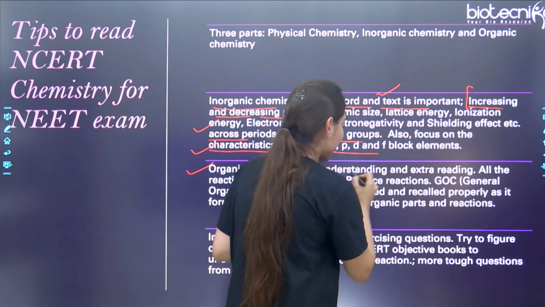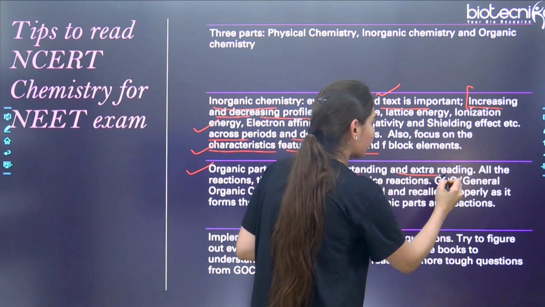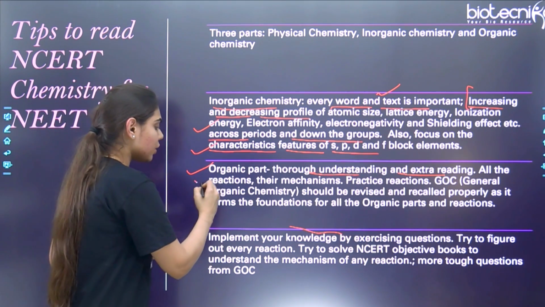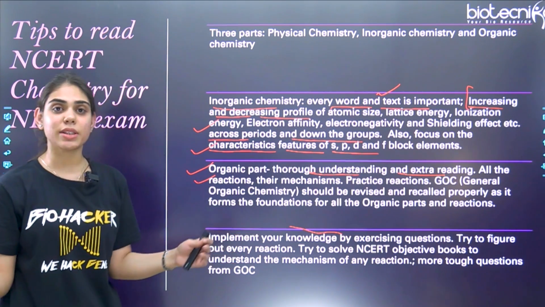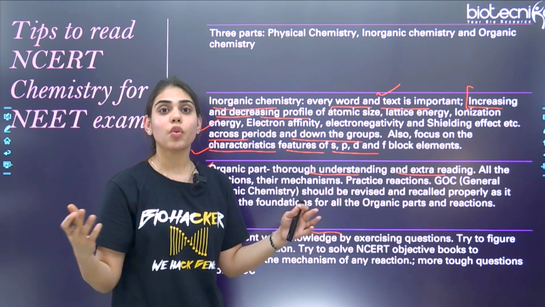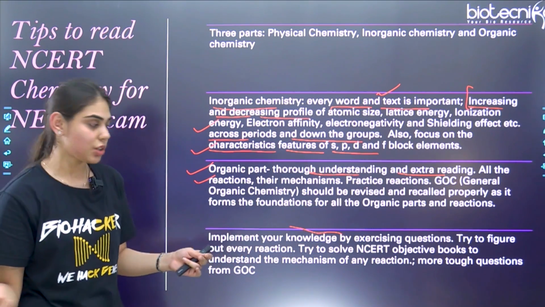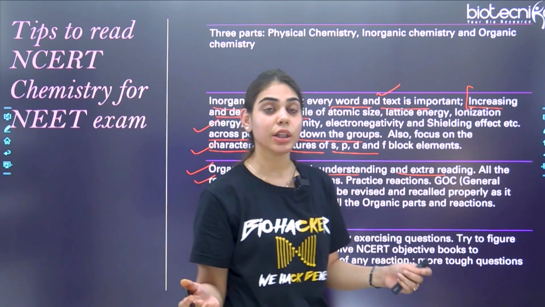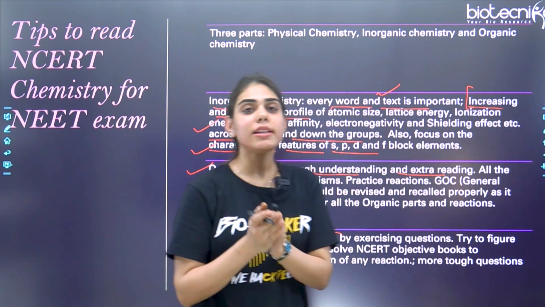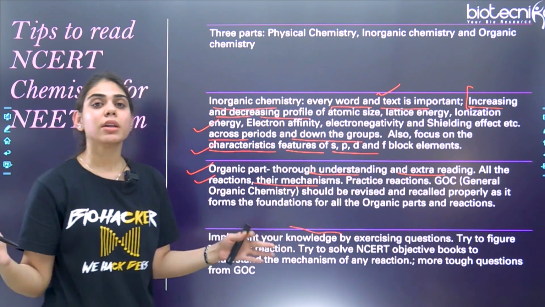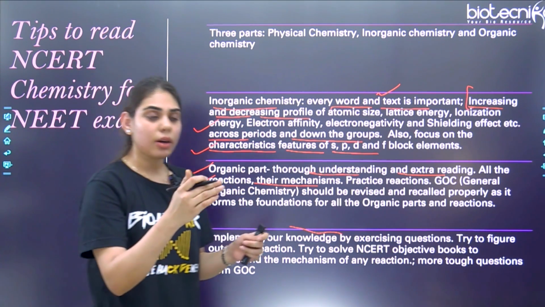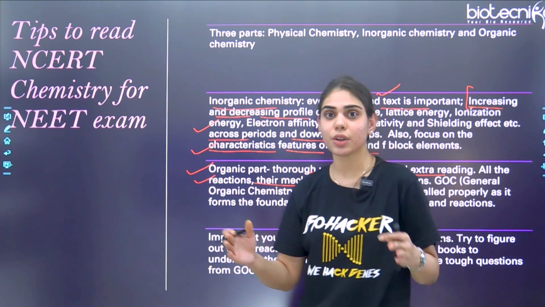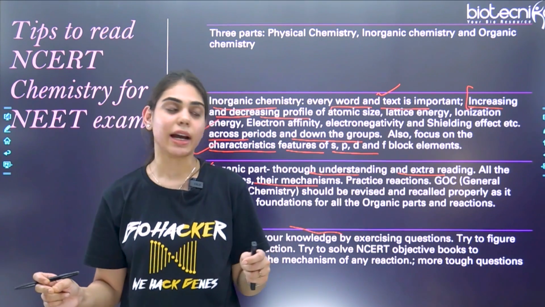What you have to do is build a thorough understanding and provide extra reading for this. Learn all the reactions and how their mechanisms happen, like how Wurtz reaction happens. What is the difference between the Wurtz and Wurtz-Fittig reaction? Like this you can understand how the mechanisms of electrophilic substitution and nucleophilic reactions happen. You need to learn all these mechanisms, because you may get a question like which one of the following is an electrophile or nucleophile. Like this you should know the mechanisms of reactions.